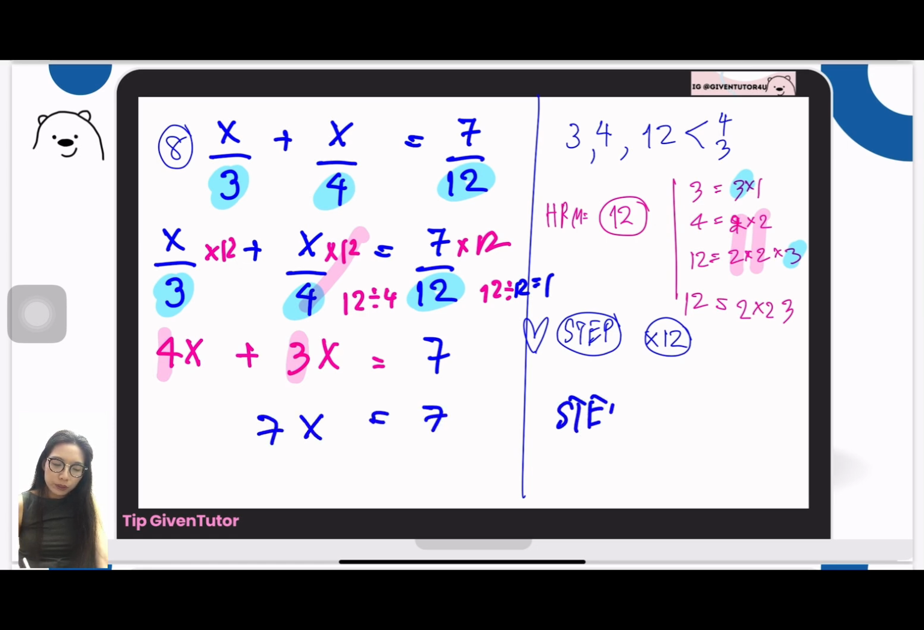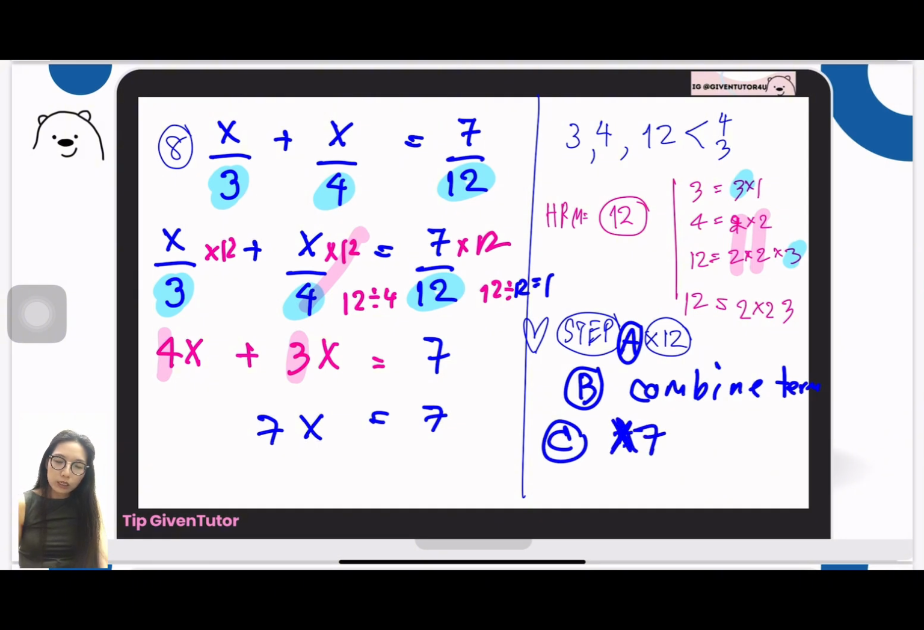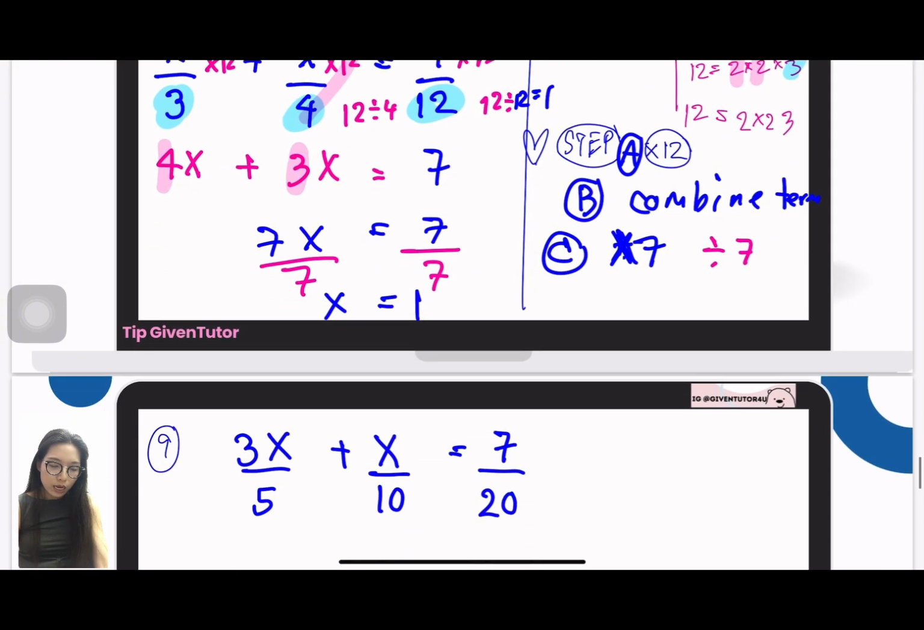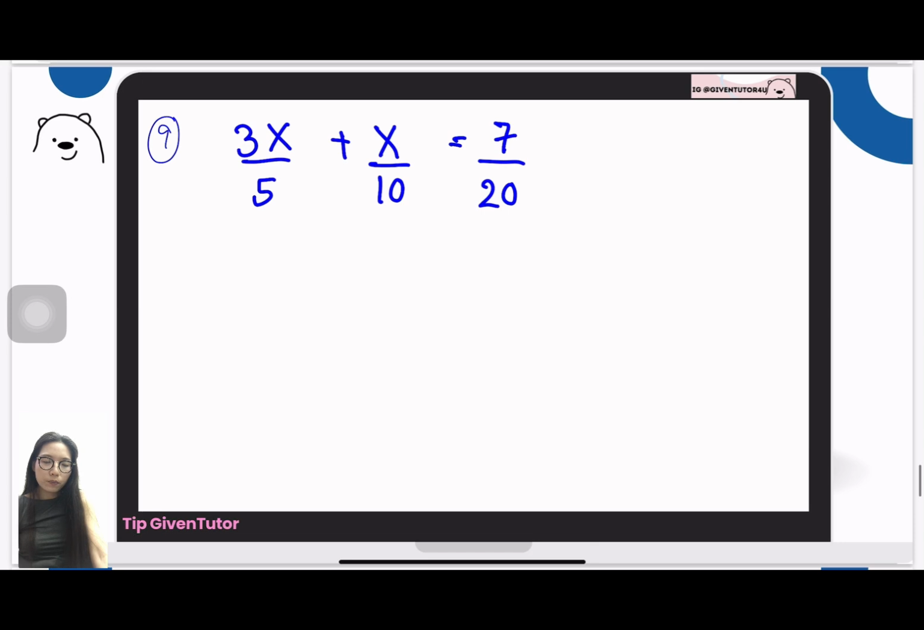Step 2, step A, times with 12. Step 2, step B, that is combine terms, right? And then step C: because this is times with 12, we will divide with 7, sorry, not 12, 7. So right here, this is the x, and then equal to 1. Okay, so this is number 8. And then when we see number 9, we will do the same as number 8 also.